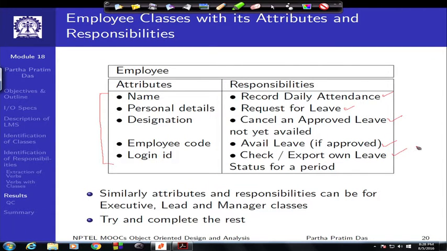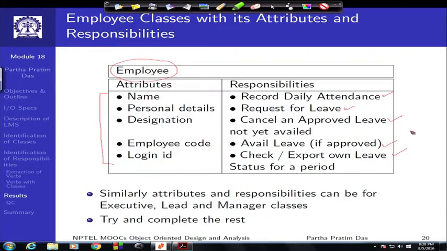So, we have these attributes, and these are the different responsibilities that we are able to identify in terms of the analysis of verbs, and then associating them, as I showed, with the actual employee class. So, we have a collection of verbs, we have the employee class, and we can associate them based on what has occurred in the document where. So, this is the employee class with attributes and responsibilities.